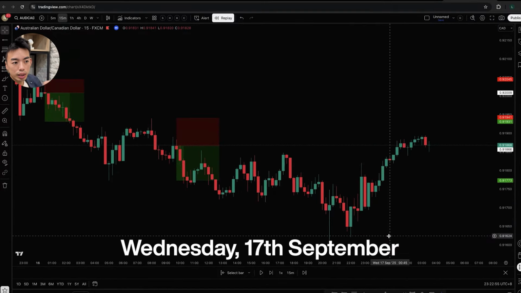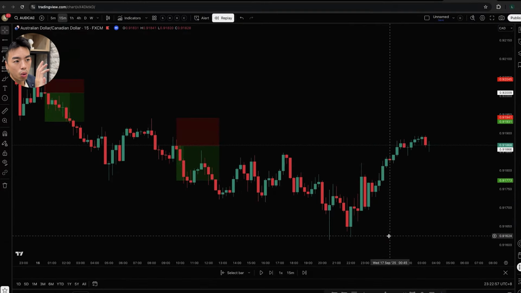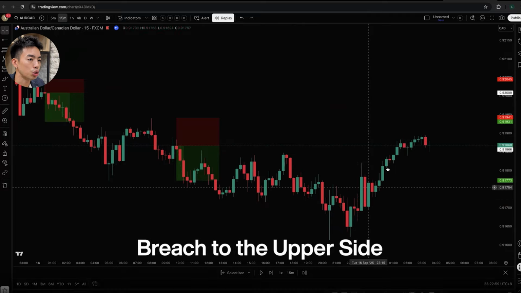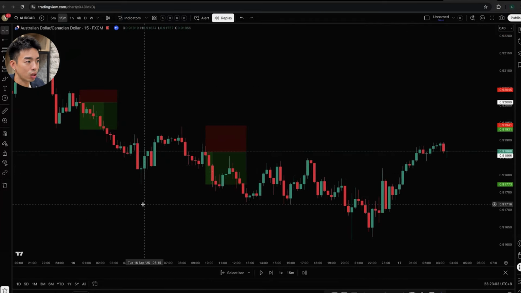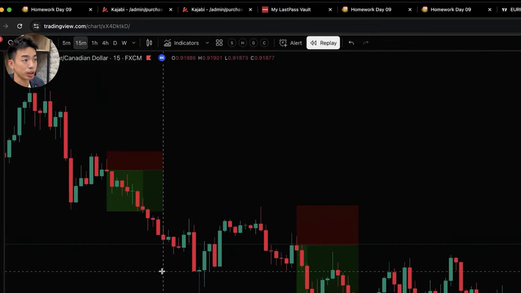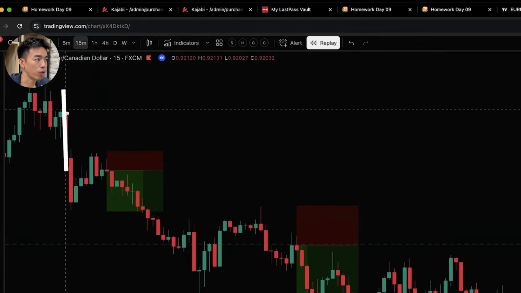Okay, so on Wednesday, the 17th of September, what we actually have here is a breach to the upper side, okay? Earlier, before, we were looking at breaches towards the downside, and each time the breach goes towards the downside, things are looking pretty strong, right? We have a strong breach here.